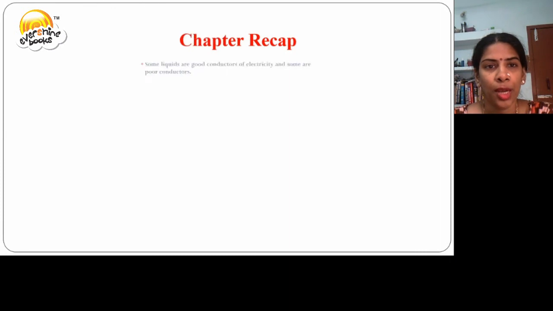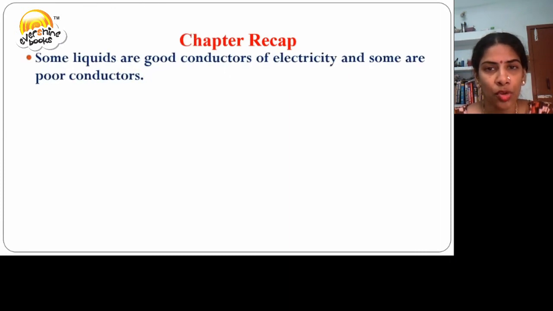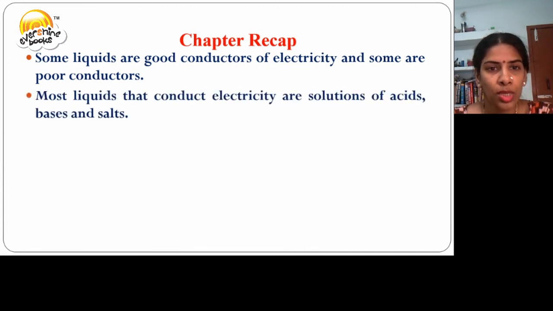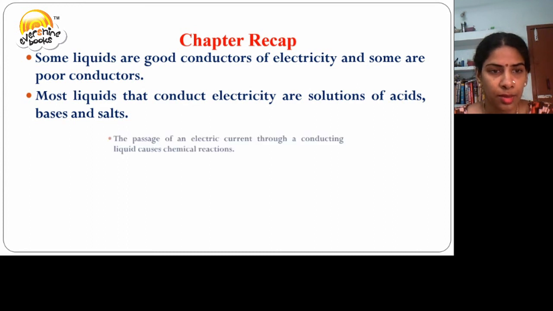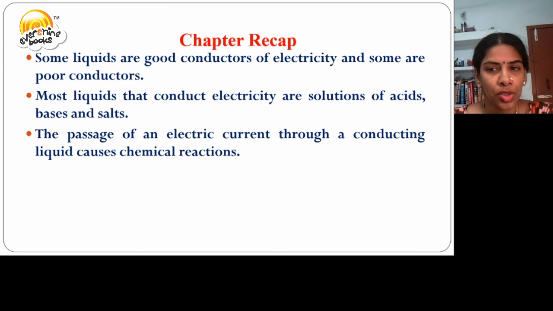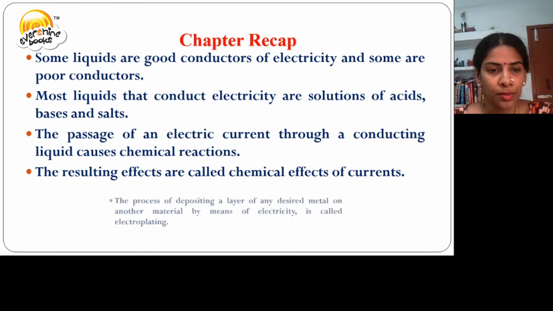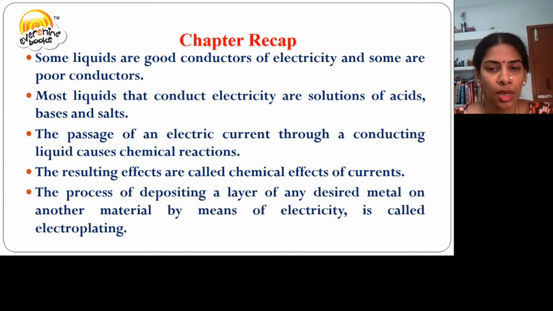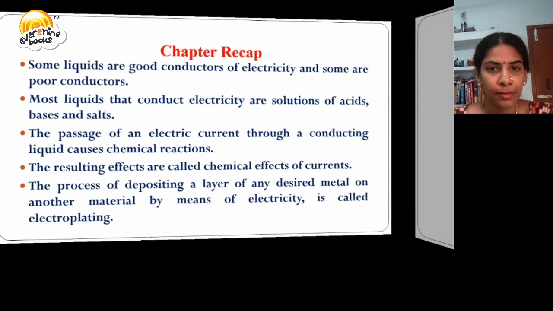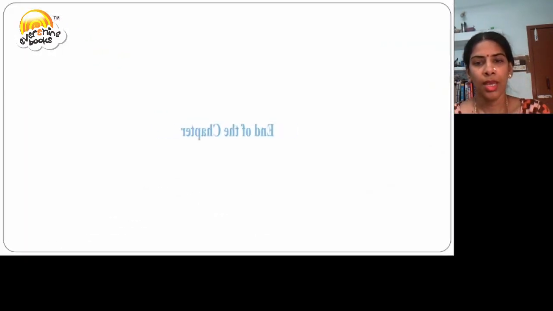Let us have a chapter recap. Some liquids are good conductors of electricity, while some are poor conductors of electricity. Most liquids that conduct electricity are solutions of acids, bases, and salts. The passage of electric current through a conducting liquid causes chemical reactions. The resulting effects are called chemical effects of current. The process of depositing a layer of any desired material on another material by means of electricity is called electroplating. This ends the chapter.